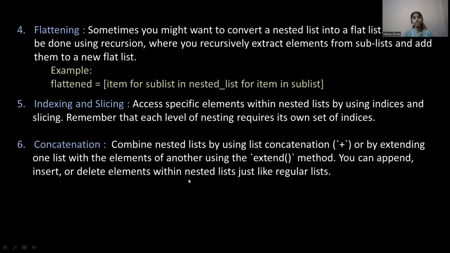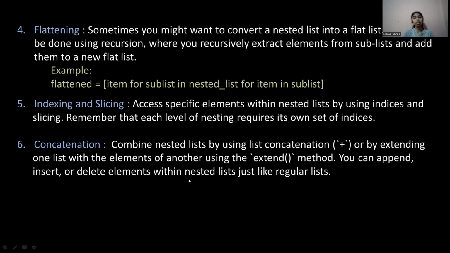Fourth is flattening. Sometimes you may want to convert a nested list into a flat list. This can be done using recursion, where you recursively extract elements from sublists and add them to a new flat list. Example for flattening.